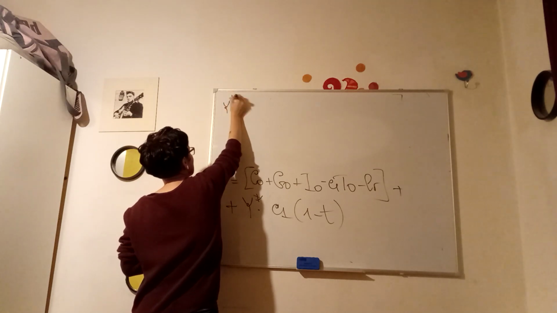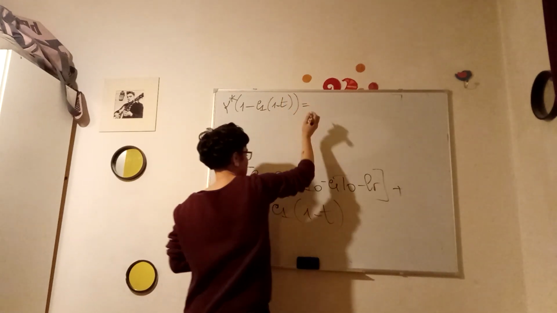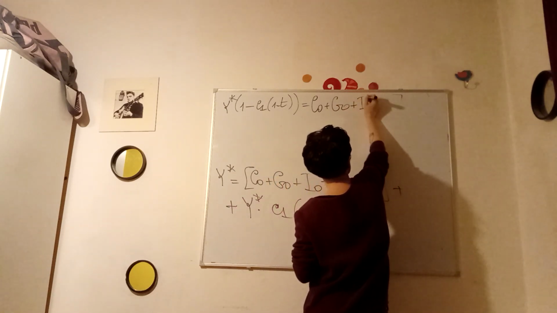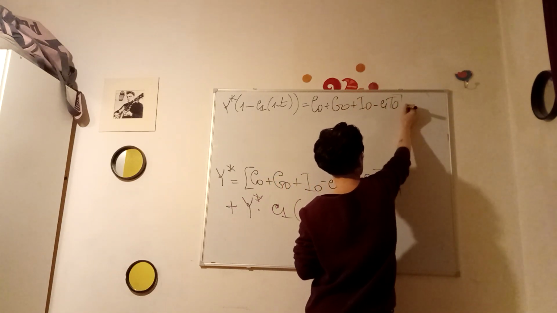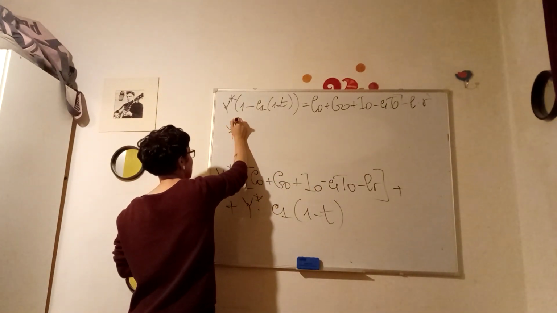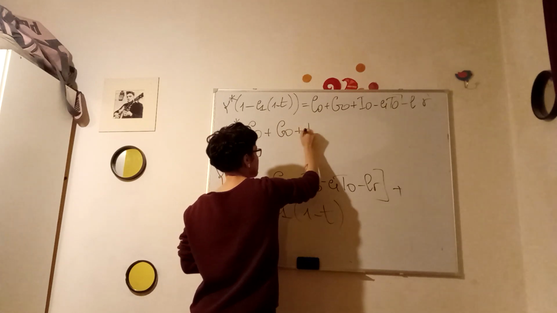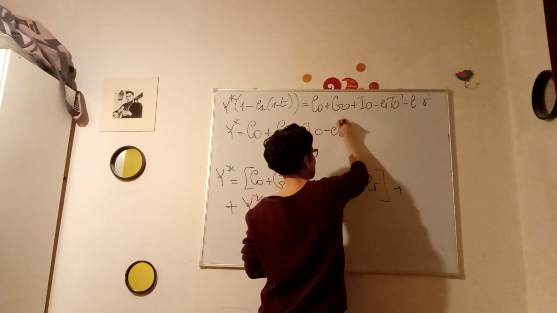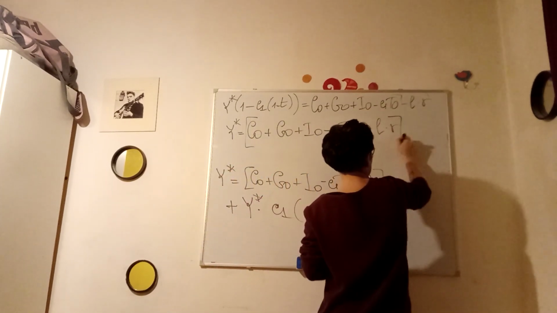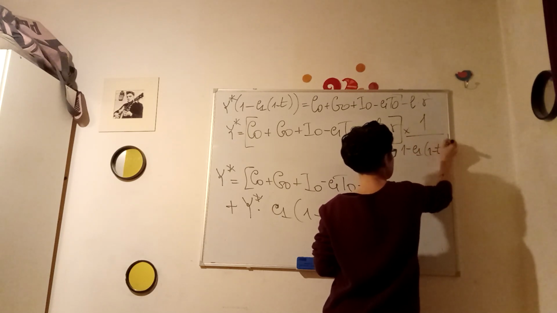So Y star times 1 minus C1 times 1 minus T should be equal to C0 plus G0 plus I0 minus C1 times T0 minus L times R. And finally, Y star should be equal to C0 plus G0 plus I0 minus C1 times T0 minus L times R, multiplied by 1 over 1 minus C1 times 1 minus T.